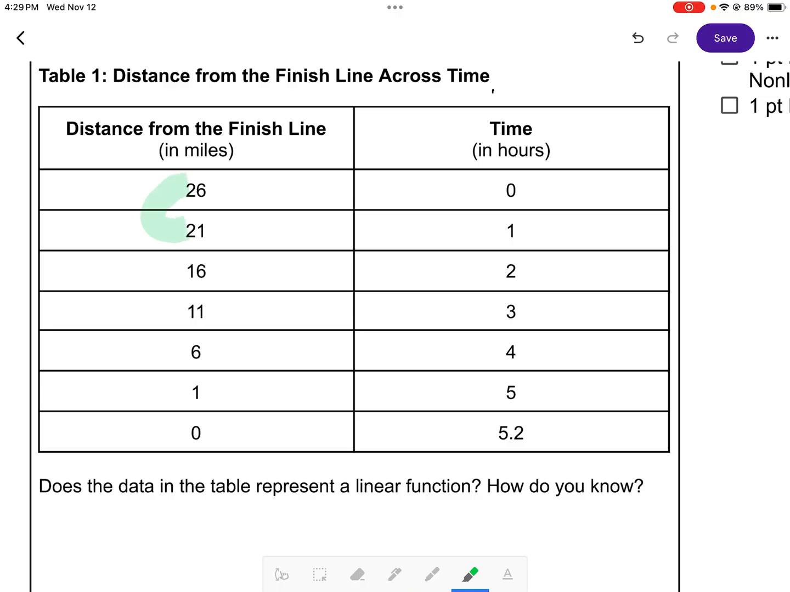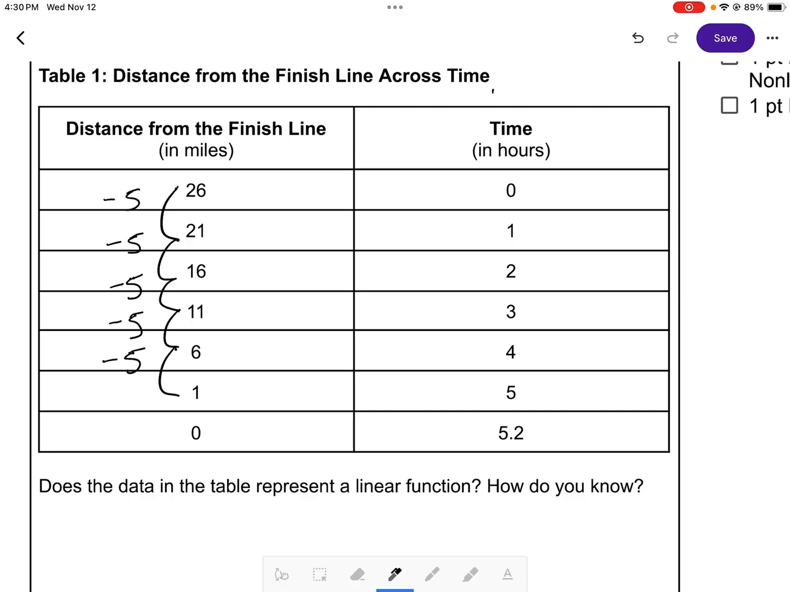We go from 26 to 21. That's a -5 change. Then we go from 21 to 16. That's -5. Then we go from 16 to 11. That's -5. Then we go from 11 to 6. That's -5. Then we go from 6 to 1. That's -5. So what am I doing here? Every time I'm going down by -5, I look at my time in hours.